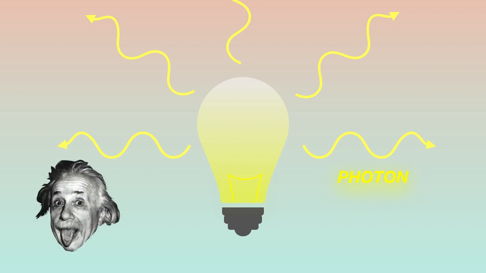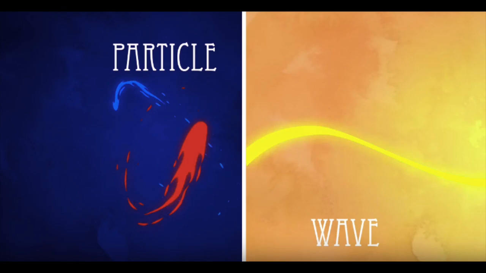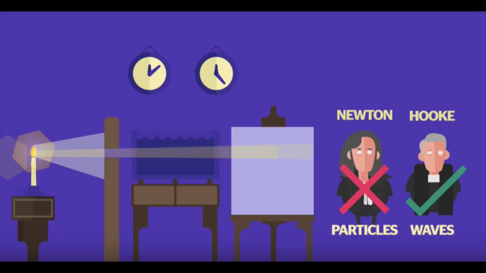Albert Einstein discovered that light is composed of particles called photons. Now, a long debate between Hooke and Newton was to prove whether light is a particle or a wave. The debate was won by Hooke when a few experiments proved that light is a wave, until the photoelectric effect.